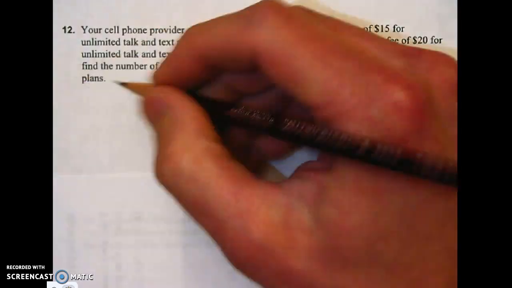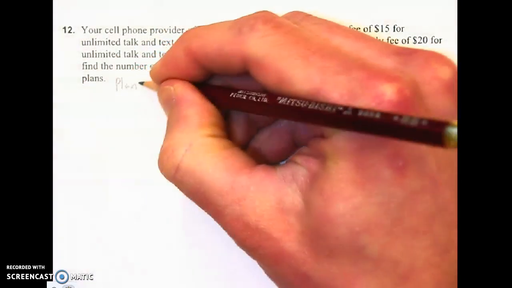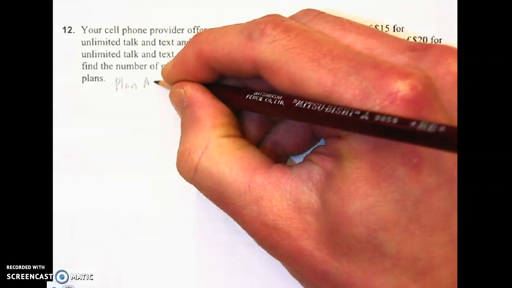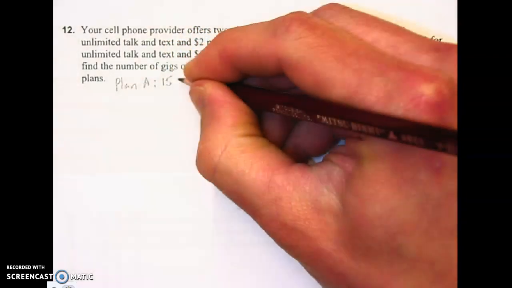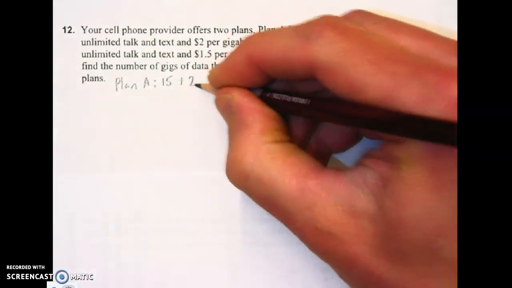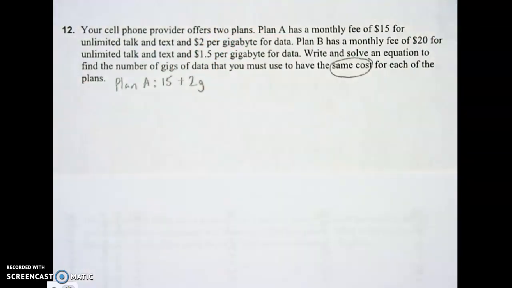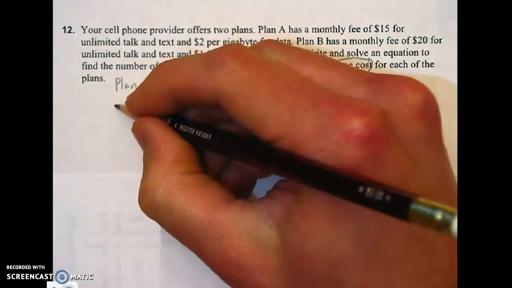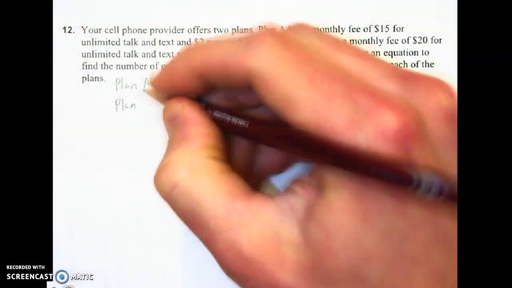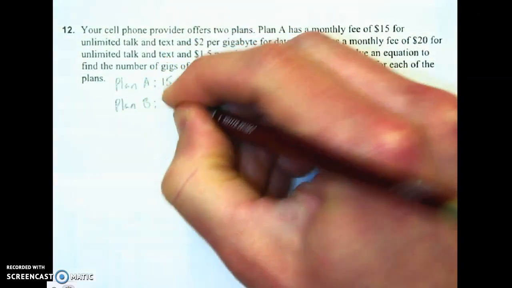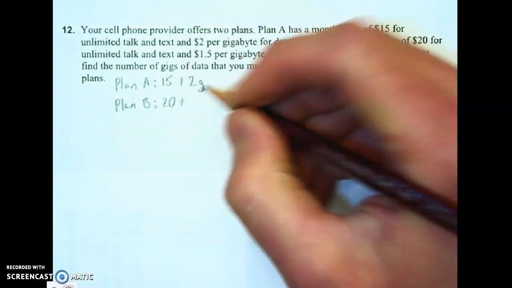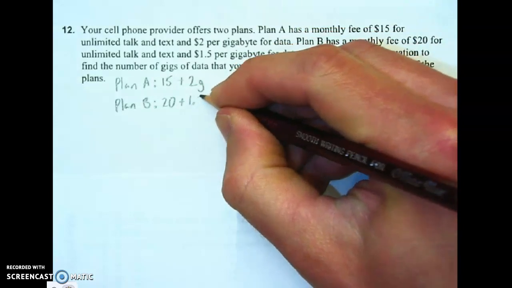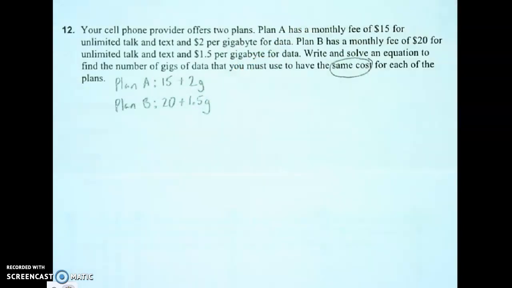Okay, I'm going to write down Plan A. Plan A looks like it's 15 plus $2 for each gigabyte. So I'm writing 15 plus 2G. Plan B is 20 bucks. It's a little bit more expensive per month, but it's a little bit cheaper for gigs of data. It's $1.50 per gigabyte.